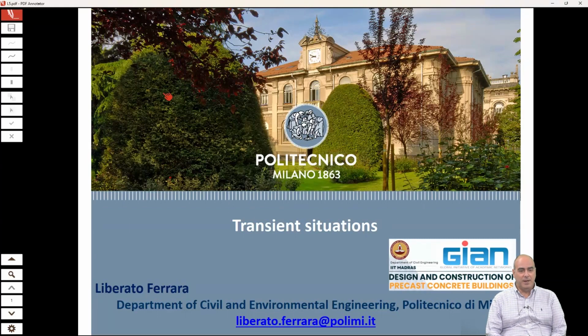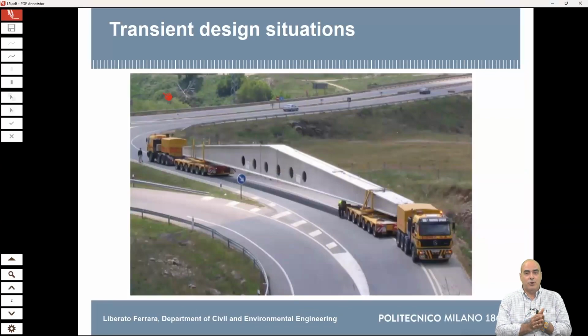Starting going into the detailed designs that you have to consider for precast structures, for precast elements. And as we have also listened this morning, a precast element and the precast structure undergoes some stages which we call transient design stages or transient design situations, where it can behave in a different way because it works in a scenario which is different from the final one when it's installed in the structure. And I'd like to show you this, it's quite an imaginative picture.